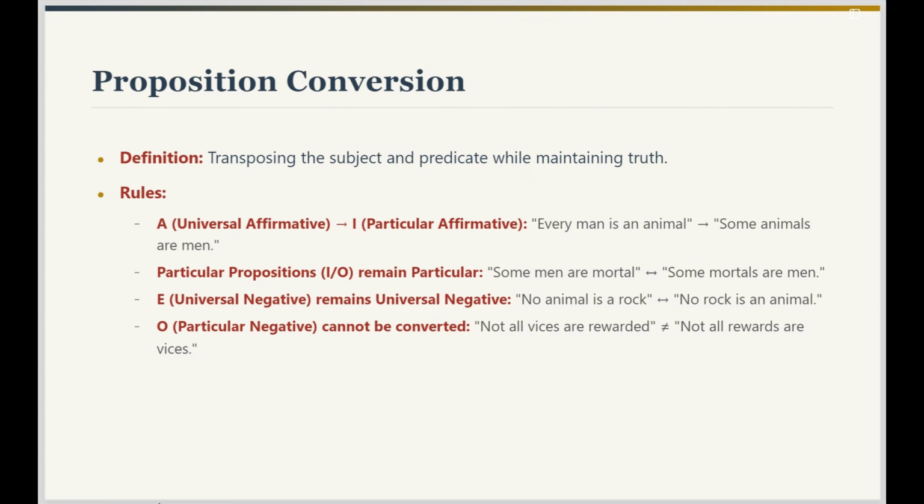But watch out, not all vices are rewarded; O-type cannot become "not all rewards are vices." The meaning shifts subtly. Conversion isn't always straightforward.